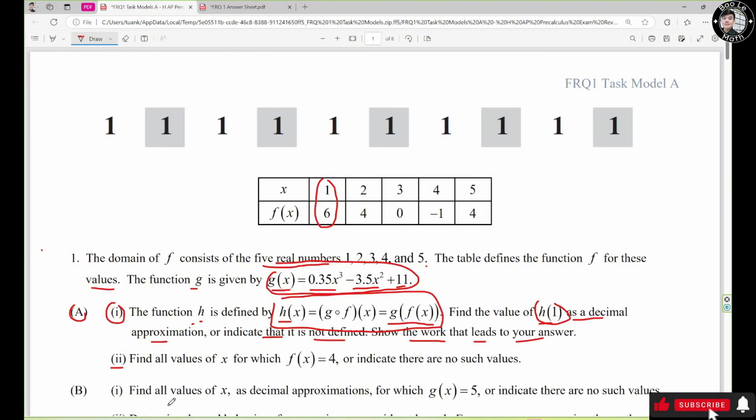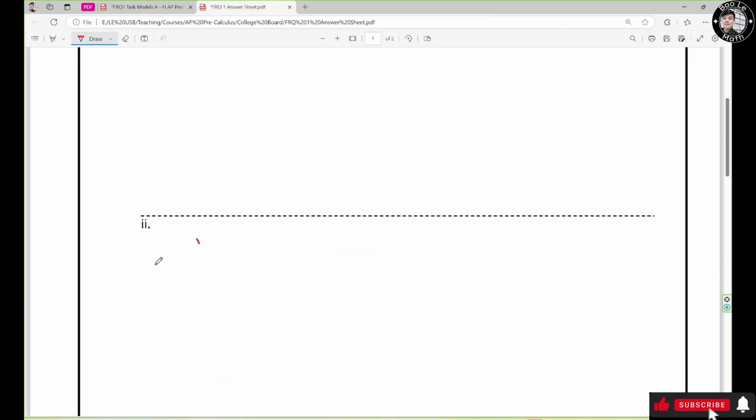Question 1a part ii. Find all values of s for which f of s equals 4 or indicate there are no such values, right? So f of s equals 4, it's going to be right here 4 and 4 right here. So you have two values, right? It's going to be 2 and 5. So you need to write over here, f of s equals 4 when s equals 2 and s equals 5.